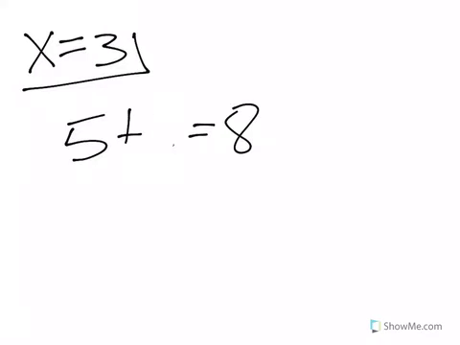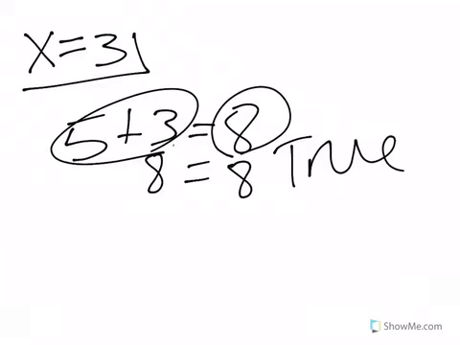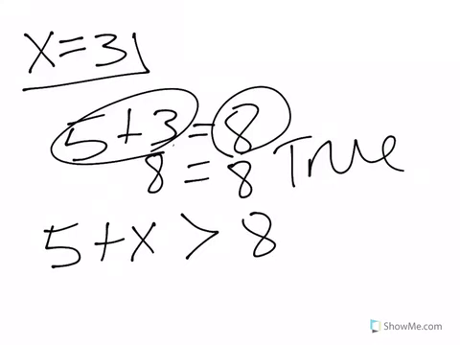Well, if we say x equals 3, we're really going to say 5 plus 3 equals 8. That gives us 8 equals 8. So it is true. 5 plus x, or 5 plus 3, is 8. There's 8 on the other side. That is true. What if we say 5 plus x is greater than 8?